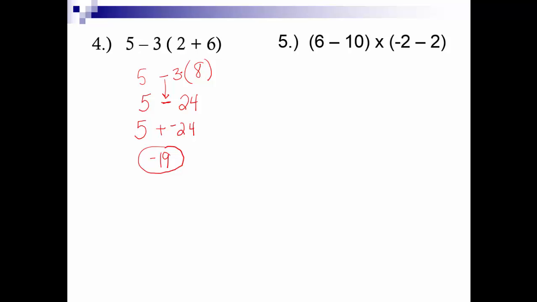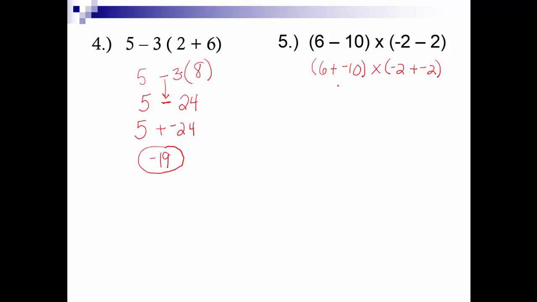You must work within parentheses first, so that's what I'm going to do. Inside this set of parentheses is 6 minus 10. That's 6 plus a negative 10. Times, inside this set of parentheses is negative 2 minus 2. That's negative 2 plus a negative 2. I have to work out each set of parentheses first.